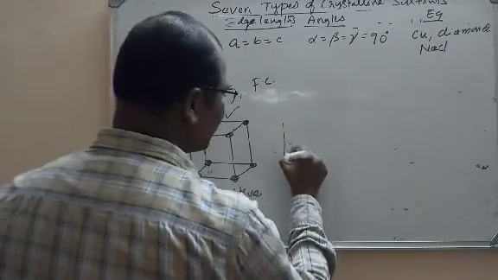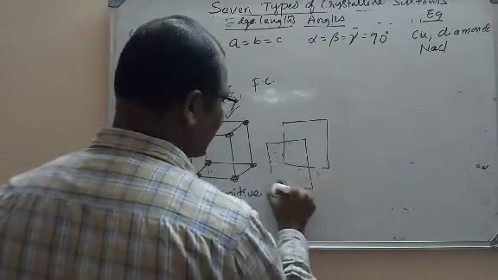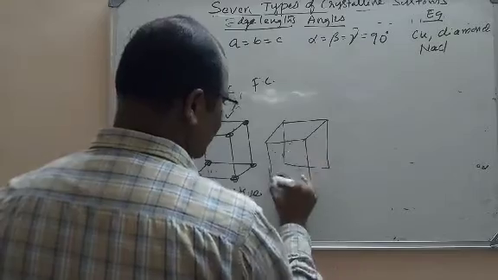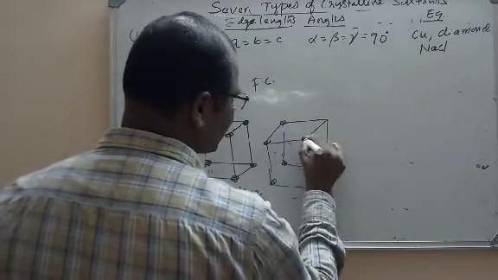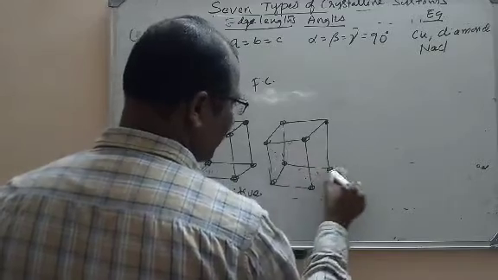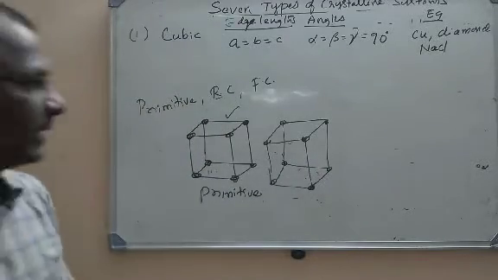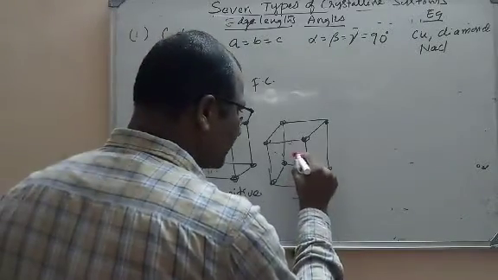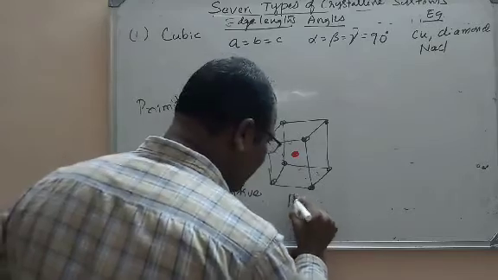And the second one is body centered. So what is a body centered here? We have 8 points at the 8 corners. In addition to that, there will be a point at the center of the unit cell. So it is available in body centered here.